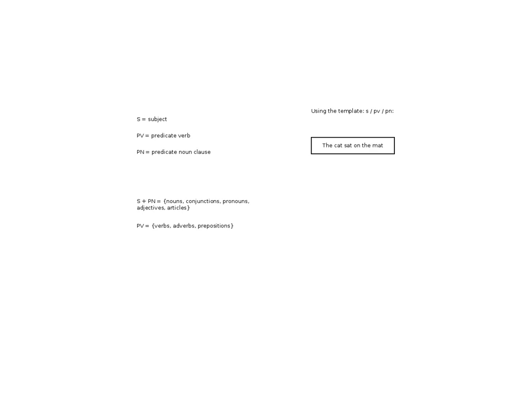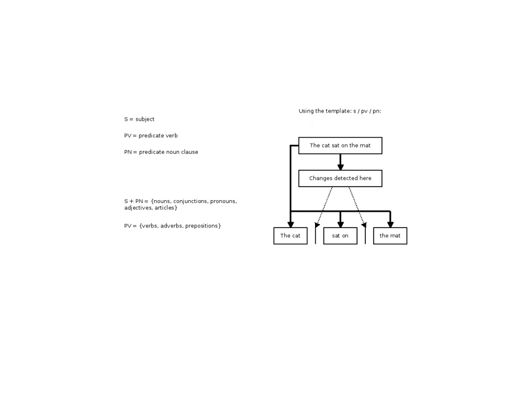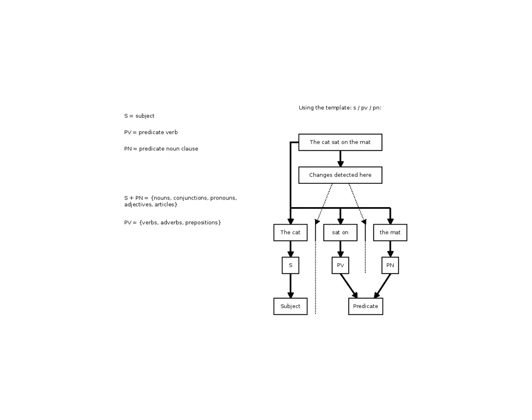So for example, for the cat sat on a mat, we can use the sentence template S, PV, PN. This is how it works. The cat goes into S, sat on goes into PV, the mat goes into PN. And that gives us the sentence subject as the cat, the verb part as sat on, and the predicate nouns as the mat. Now we may need several templates sometimes.